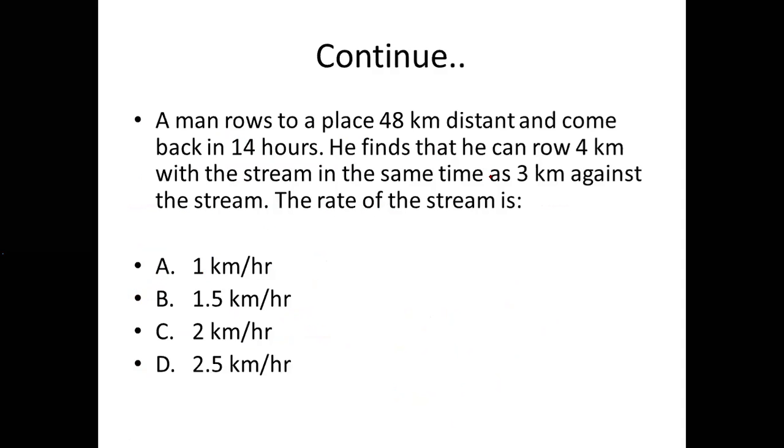Just Himanish, read this question. A man rows to a place 48 kilometers distant and comes back in 14 hours. He can row 4 kilometers with the stream in the same time as 3 kilometers against the stream. Rate of stream is? What is the formula to find the rate of the stream?